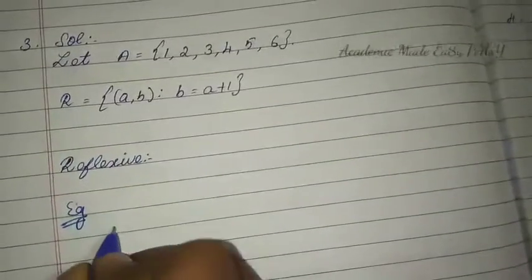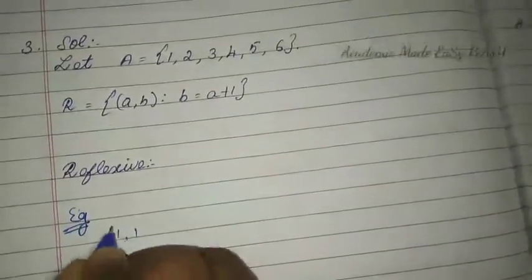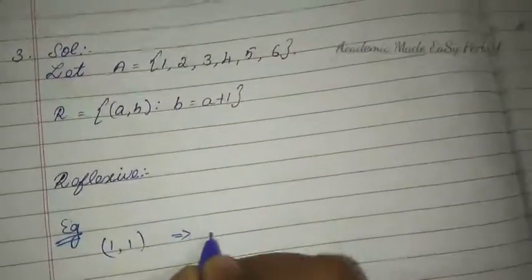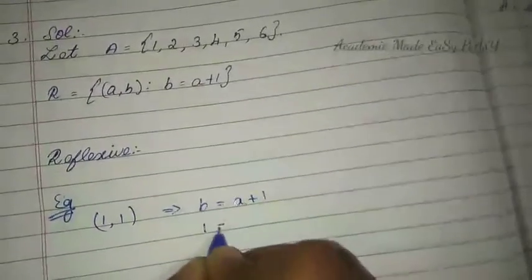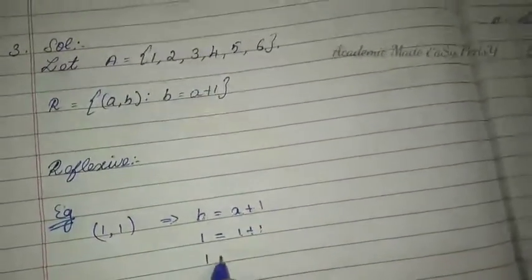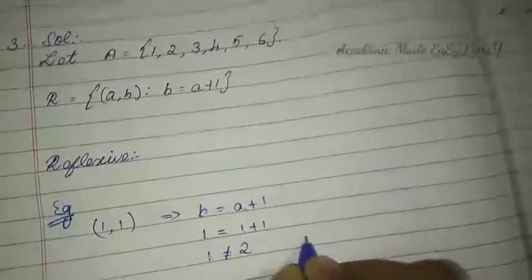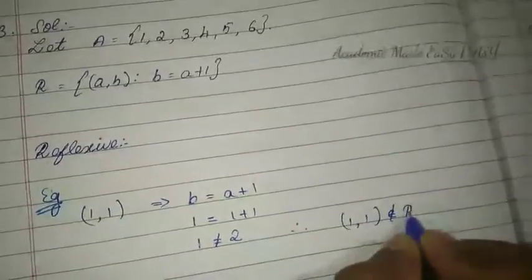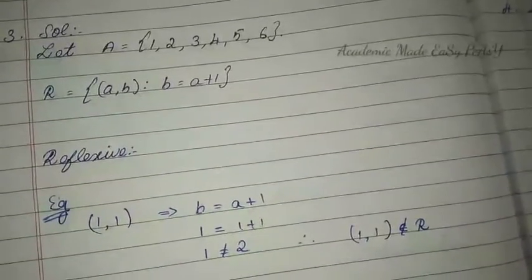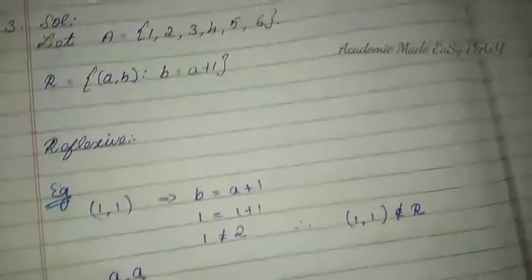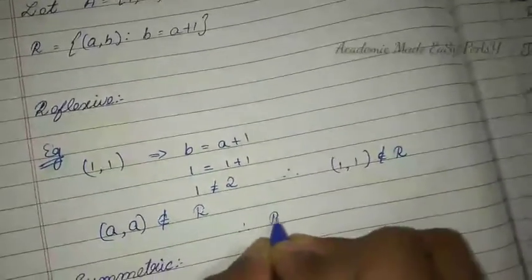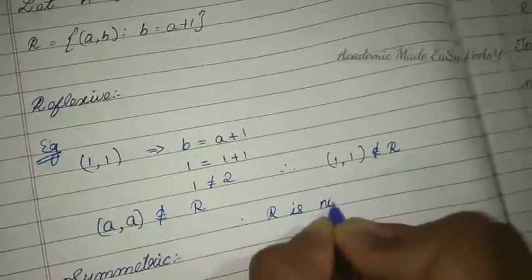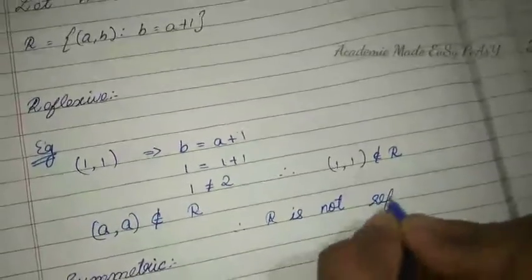If I take reflexive, for example, I'm going to take (1, 1) itself. So now I'm going to apply it in the given condition. So 1 is equal to 1 plus 1. 1 is not equal to 2. Therefore, (1, 1) does not belong to R. This implies (a, a) does not belong to R. Therefore, R is not reflexive.